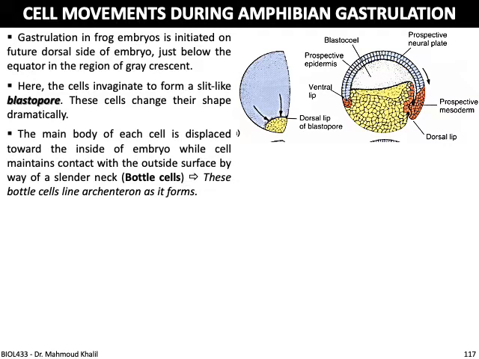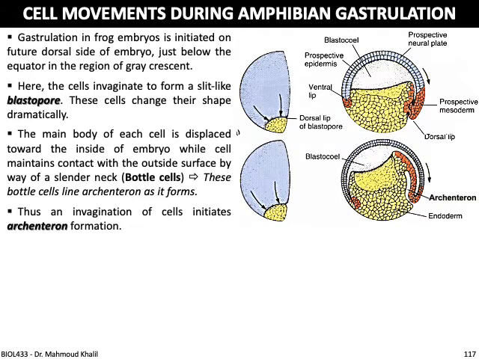These cells change their shape dramatically. The main body of each cell is displaced toward the inside of the embryo, while the cells maintain contact with the outside surface by way of cylindrical neck cells called bottle cells. And you can see these bottle cells in the figure. It is the very first orange cells that have been internalized. These bottle cells will line the archenteron as it forms. So you'll see that the orange cells will start to line the interior as they internalize.